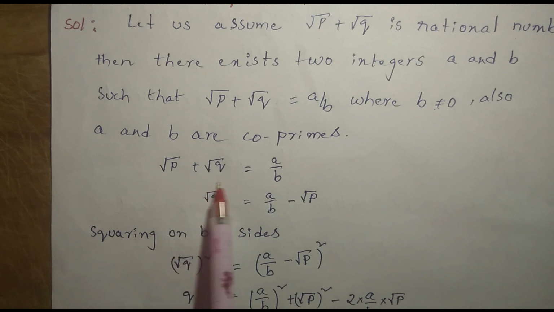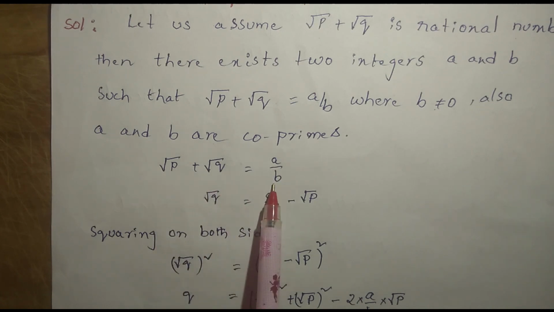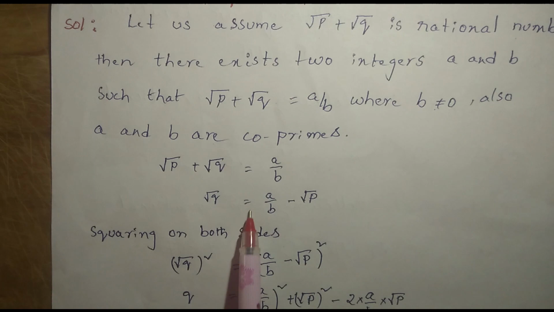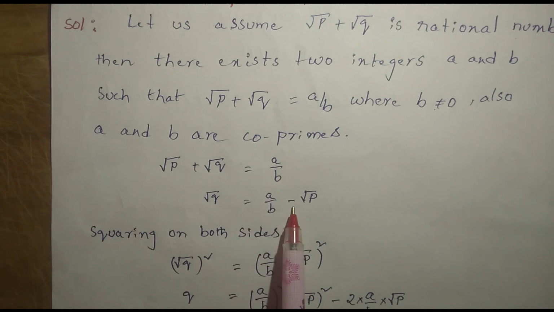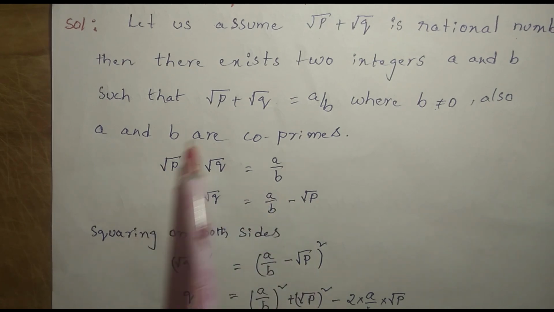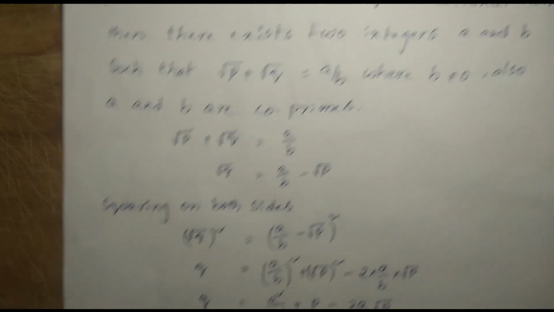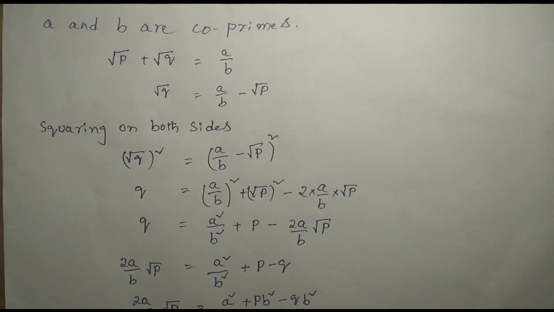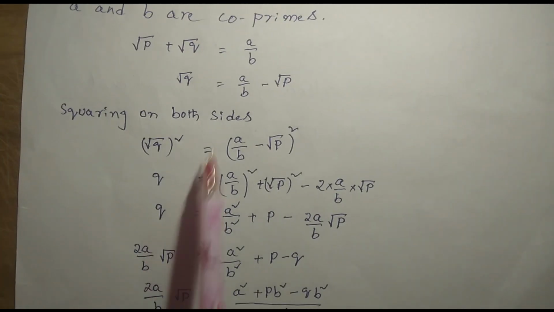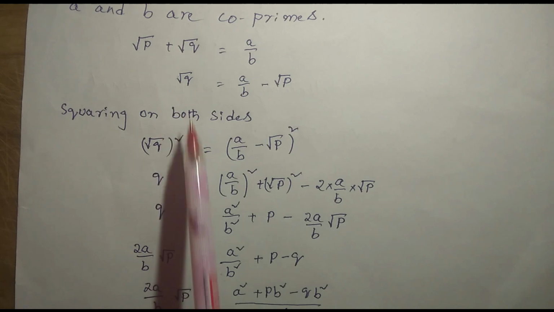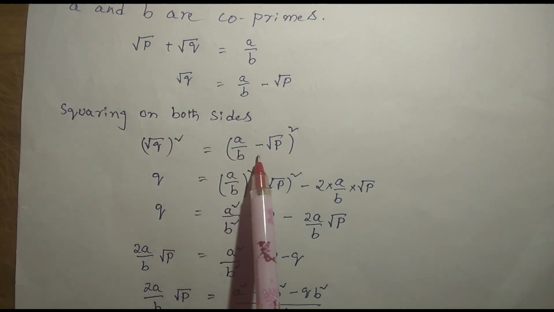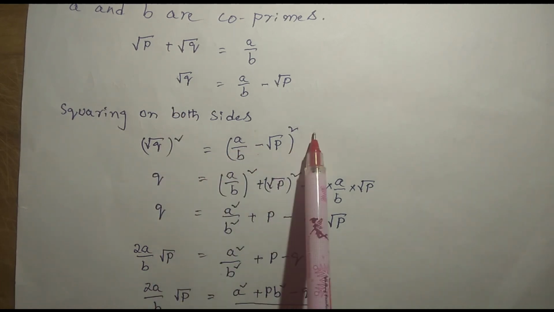Then we will write root p plus root q equals a by b. Then root q equals a by b minus root p, because root p is transposed to the right side and written as minus root p. Squaring on both sides, root q whole square equals a by b minus root p whole square.